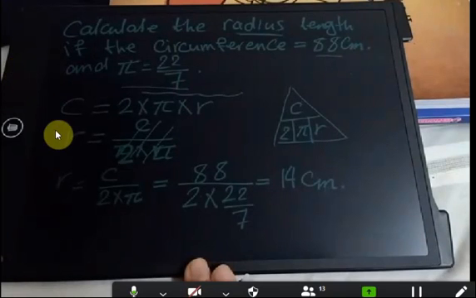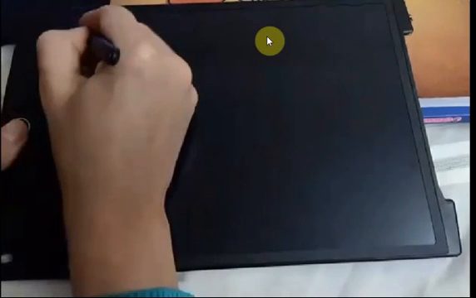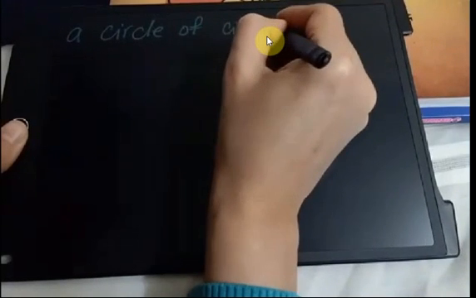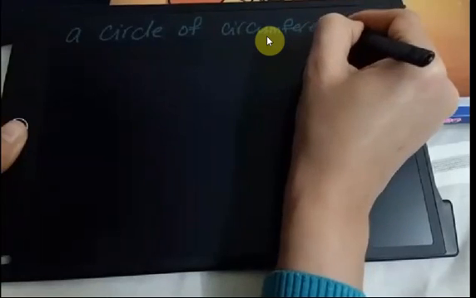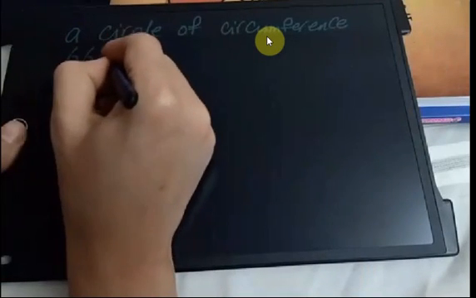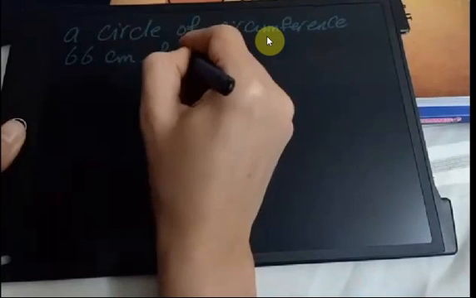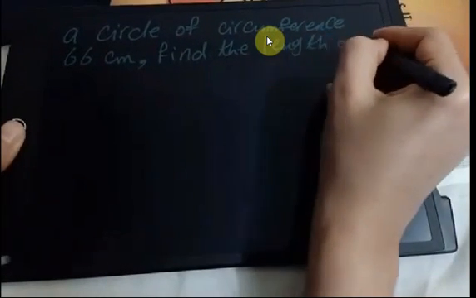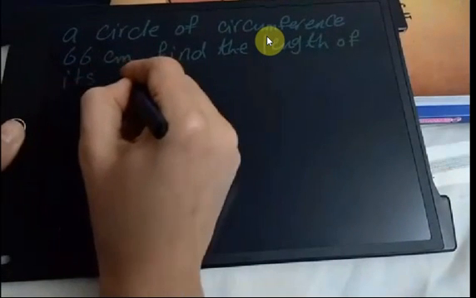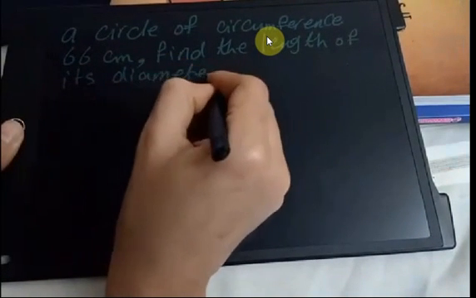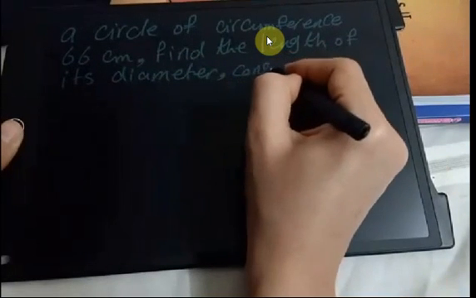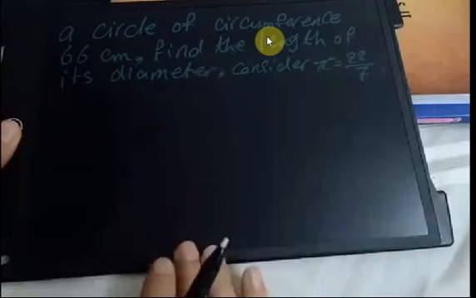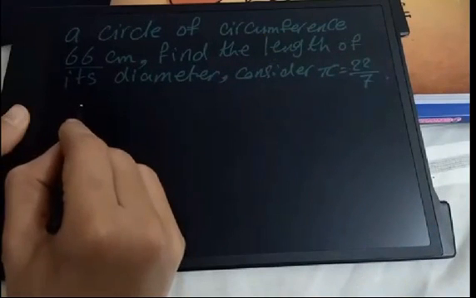No. Okay, moving to the next one. A circle of circumference 66 centimeter. Find the length of its diameter. Consider pi equals 22/7. Who's gonna answer?